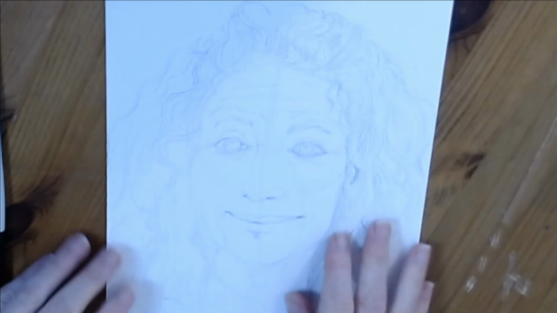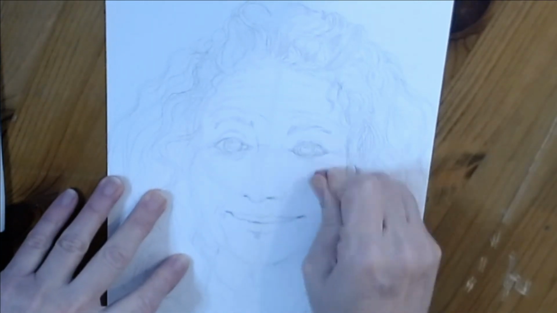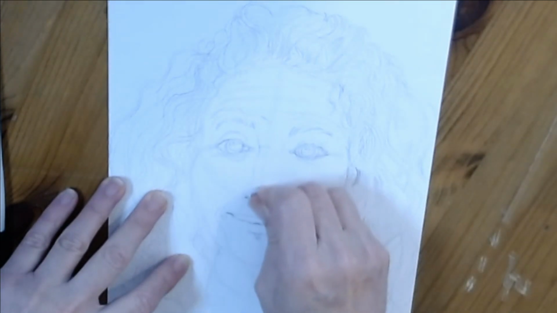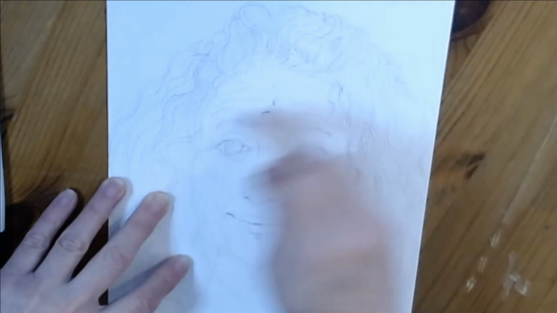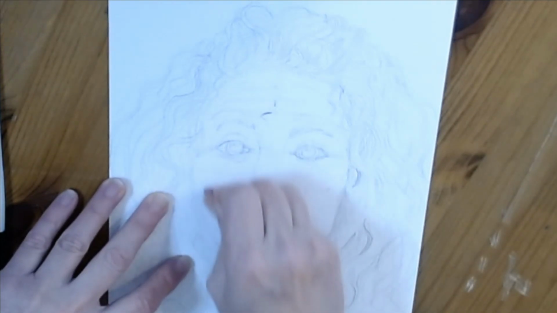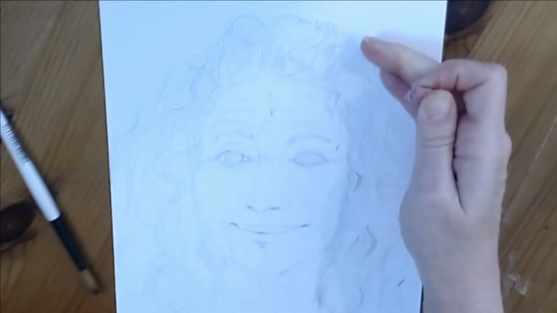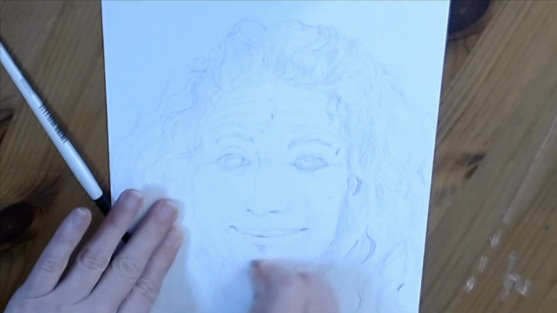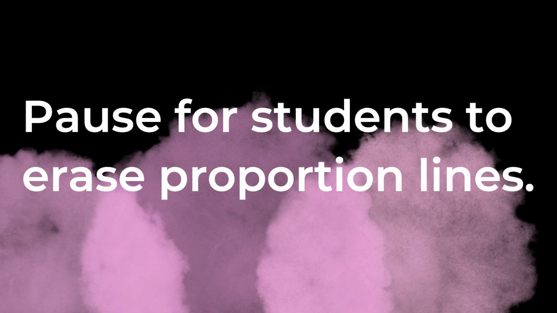The first thing I want you to do is to erase any of the proportion lines that we drew at the beginning, like the circle, like that line going straight down. I'm going to leave the circle line that's in my hair because I did a good job doing a very sketchy line, and I don't think you'll see it too much. Gotta do the chin. Don't want that line there. The one going through the eyes. Let's pause for students to erase all of their proportion guidelines.